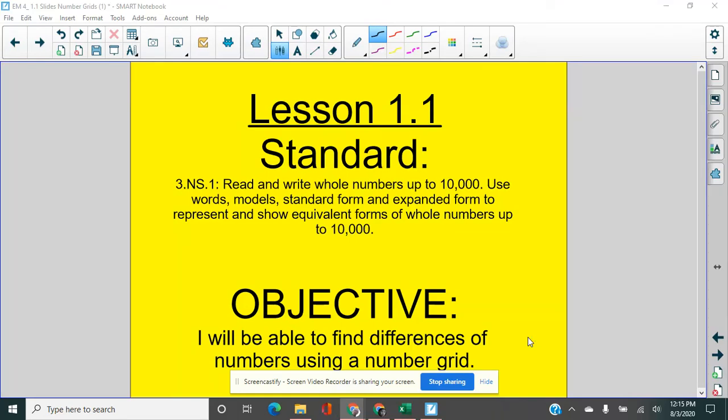You have found lesson 1.1. And today in math, we're going to talk about this objective here. I will be able to find differences of numbers using a number grid.